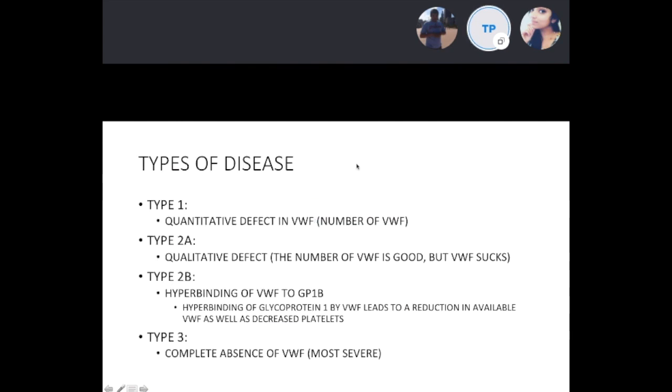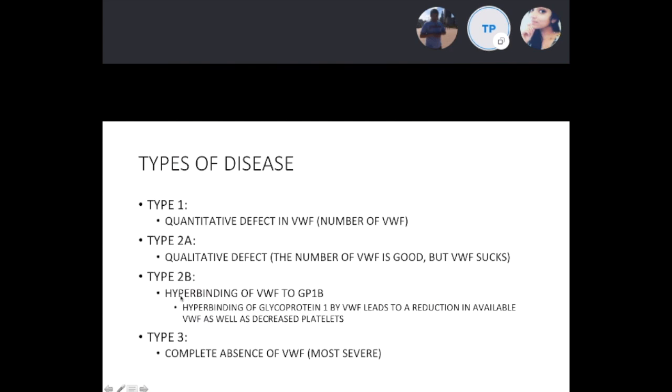Okay, so to break down a little bit of the types. So type 1 is a quantitative defect in the von Willebrand factor. So more so about the number of von Willebrand factors available. Again, type 1 is autosomal dominant. Type 2 is further broken down into 2A and 2B, which are also both autosomal dominant. Type 2A is a qualitative defect, meaning the amount needed to form a platelet plug is sufficient, but there is poor quality of the actual factor.